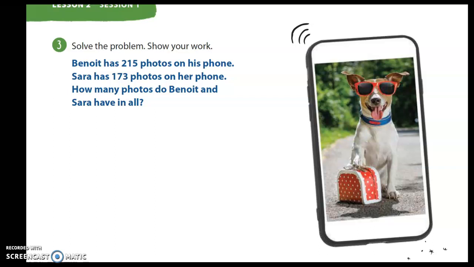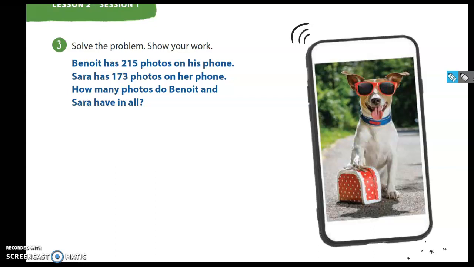Okay, so this is lesson 2 in unit 1, session 1. And we're going to be adding numbers. We're going to be adding two-digit numbers, and we're also going to be adding three-digit numbers. Okay, so look at the problem. It says solve the problem.